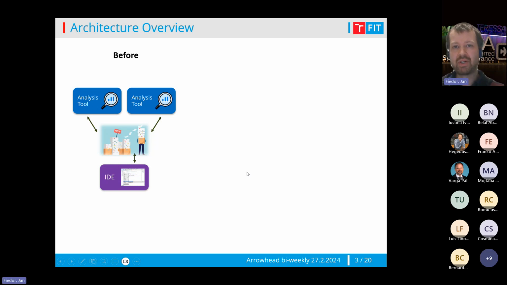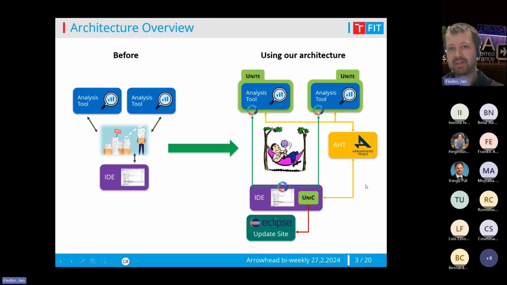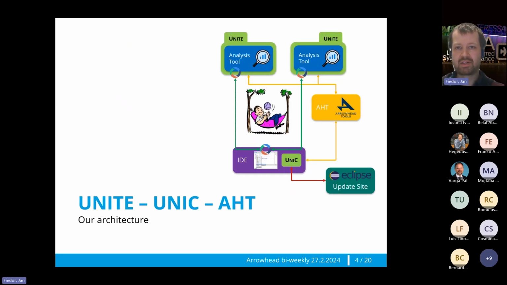So what we want to do is to move to the right part using our architecture, where we take all the analysis tools and simply transform them into OSLC compliant web services. We also provide clients for IDEs that can interact with such services and interconnect everything together through the Eclipse Arrowhead. So that's our goal. Now let's look at each important part of this infrastructure in a bit more detail.